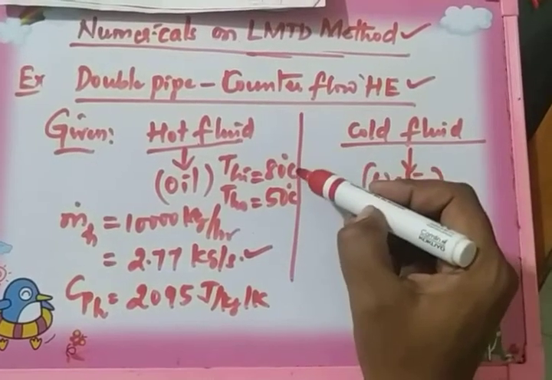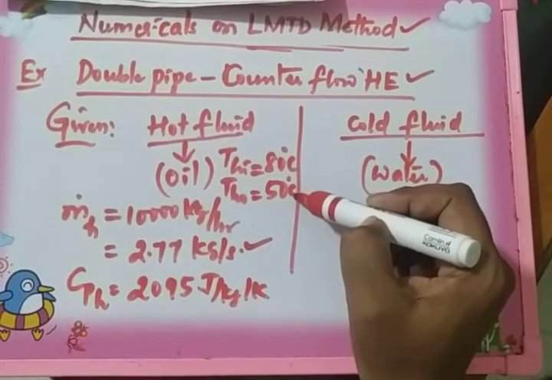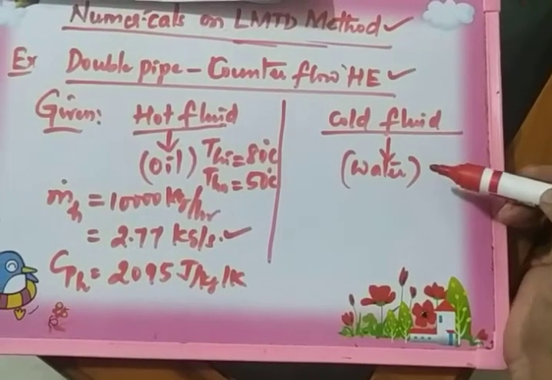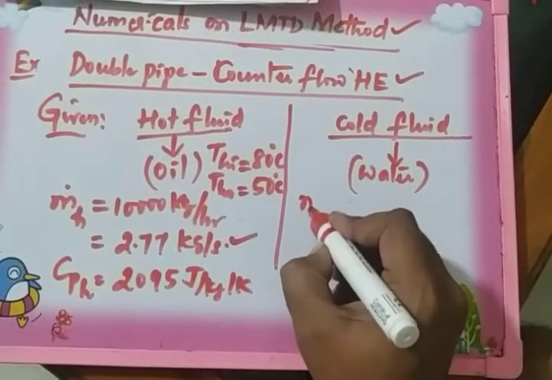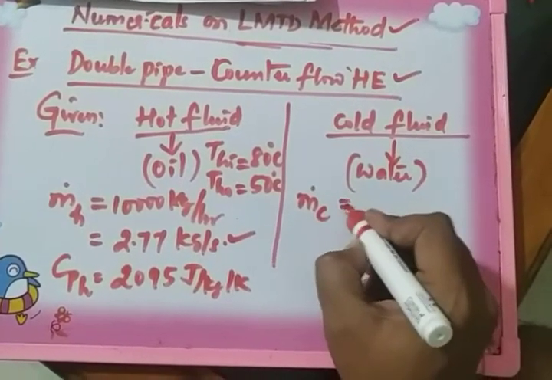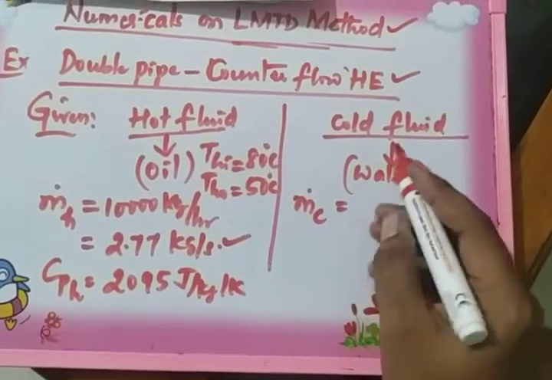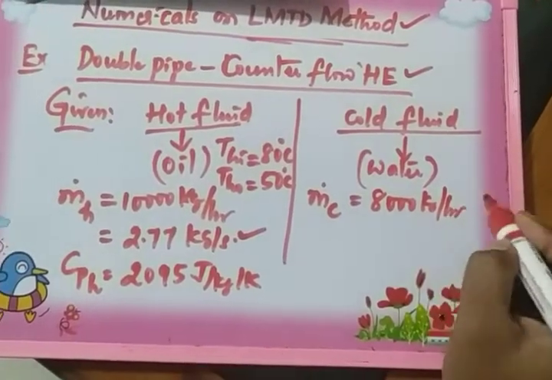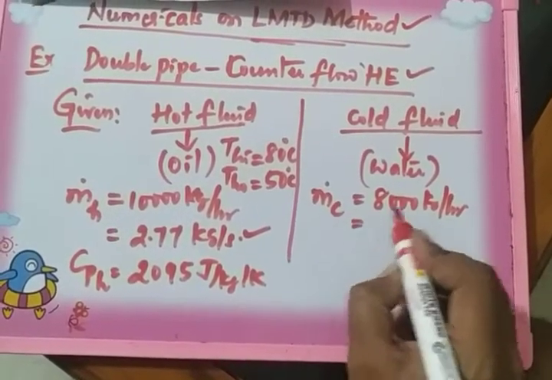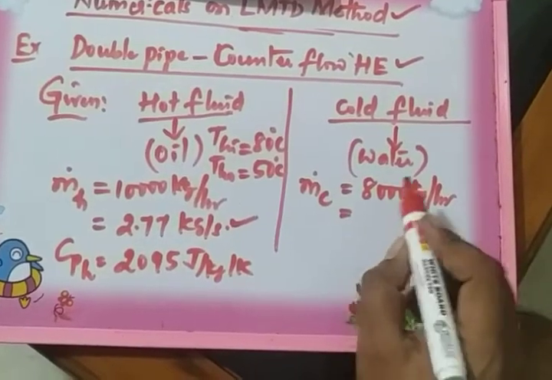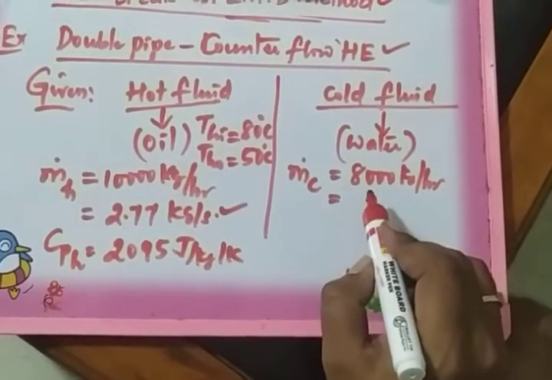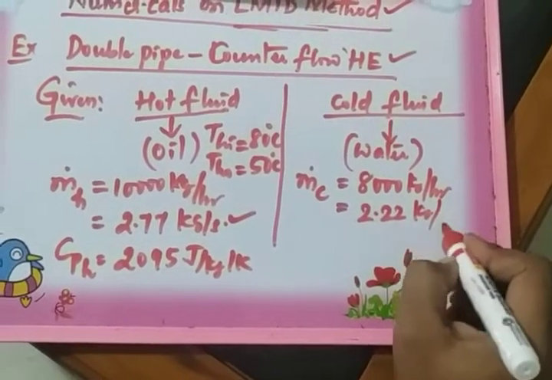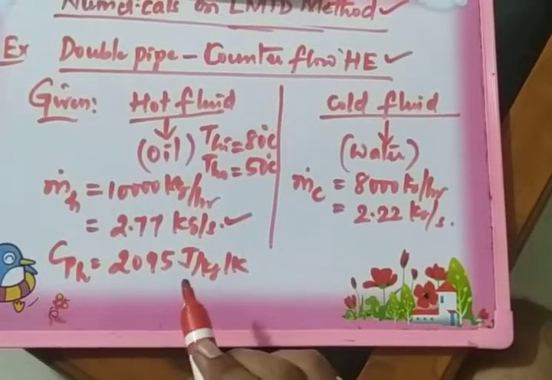Okay. Now in order to cool the oil from 80 degrees Celsius to 50 degrees Celsius, we are going to make use of a cold fluid called water. So water on the annulus will flow with some mass flow rate. We call it m dot c. So the flow rate of water given in this problem is 8000 kg per hour. So again it is in kg per hour. So divide it by 3600 seconds so that you get the answer in kg per second. So it comes out to be 2.22 kg per second.